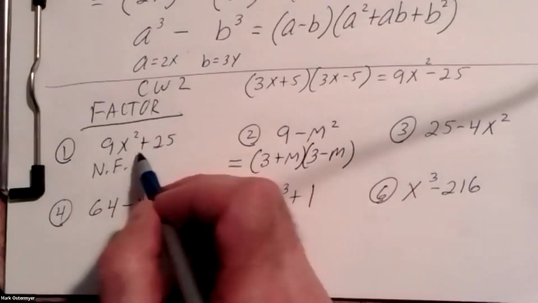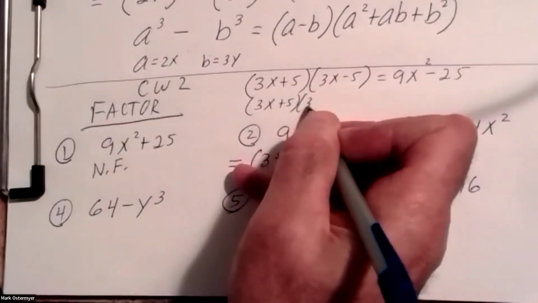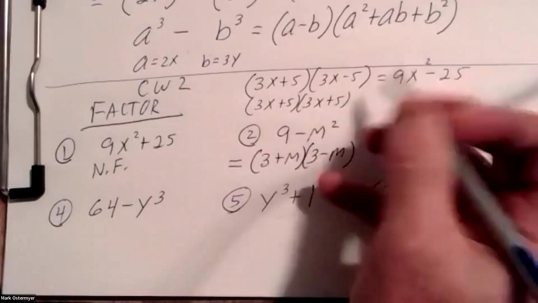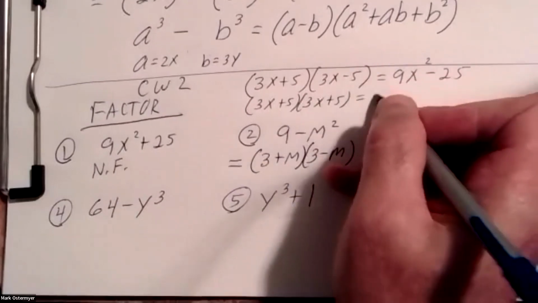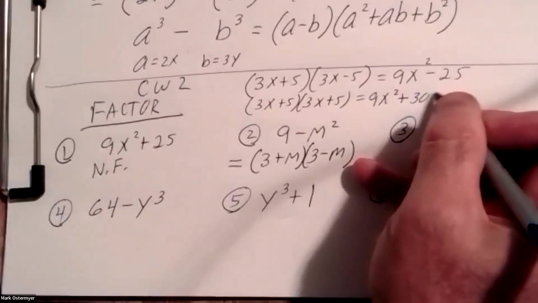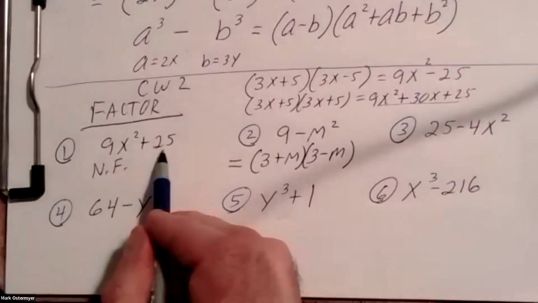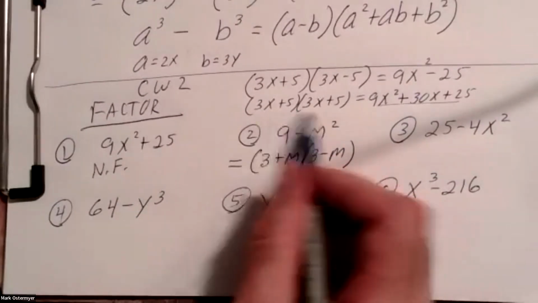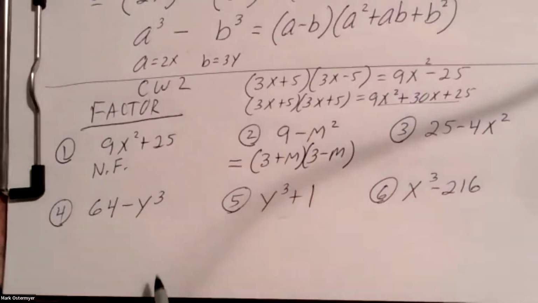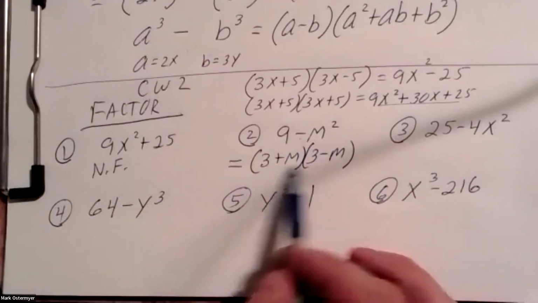And don't think for a moment that 9x squared plus 25 factors into 3x plus 5 times 3x plus 5. That's not correct either. Because when you FOIL this out, you'd be left with 9x squared plus 30x plus 25. This is not 9x squared plus 25. So this does not factor. This is the difference of squares, 9 being a perfect square of 3. So this factors like this.